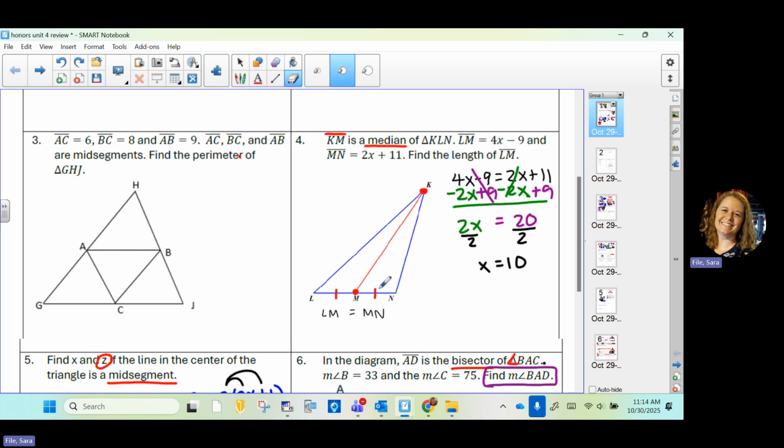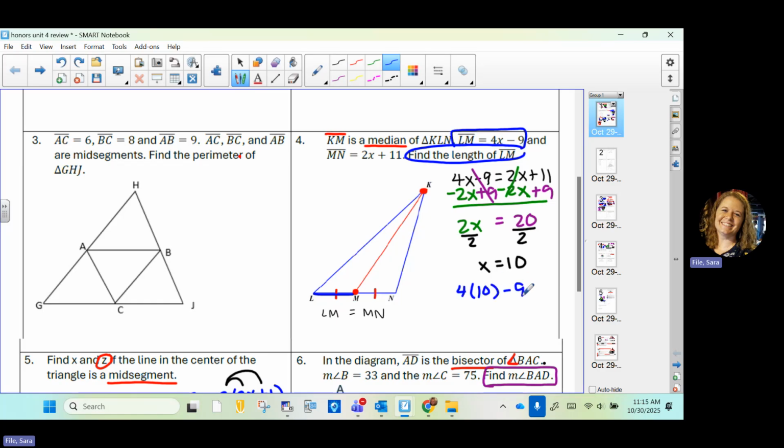They do not say solve for x or find x. It says find the length of LM. So now I have to take this back to find LM. That's this one right here, 4x minus 9. So now I'm going to plug in 10 for x. That's 40 minus 9, which is 31.